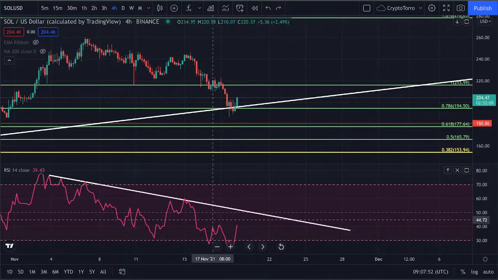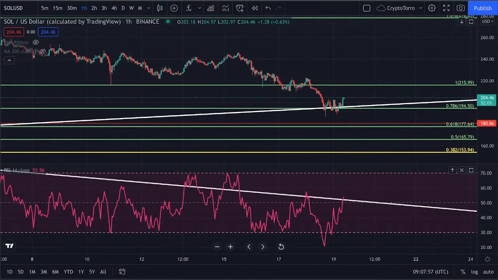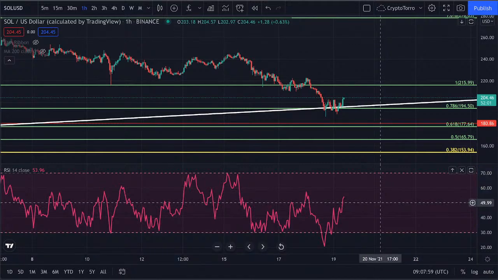Let's take a quick look as well at what we're seeing on the 1-hourly time frame. So on the 1-hourly time frame, let's see what the measurement is showing us.